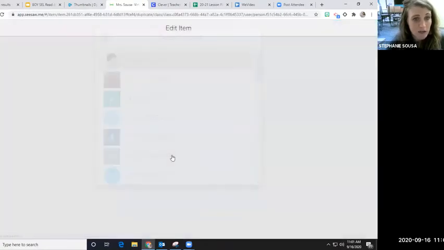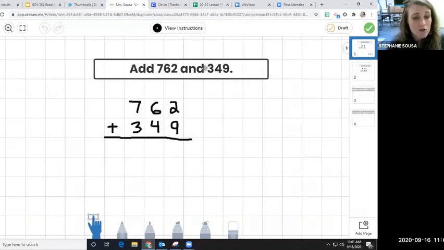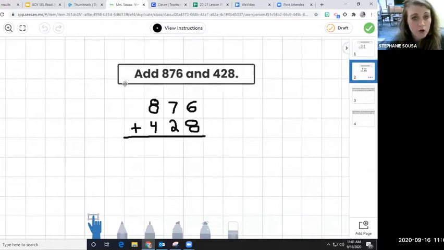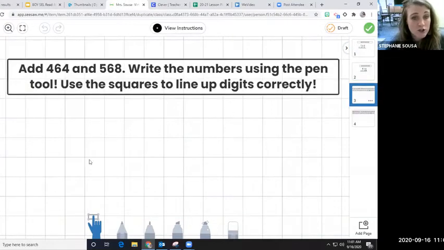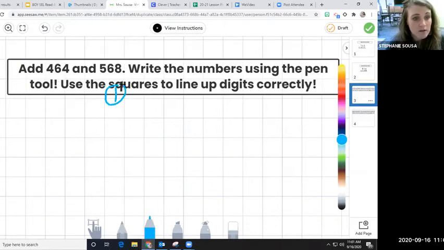I am going to be grading this response today. This is day 3 of adding. You've had 3 days of practice, so I'm going to be grading this. So you're going to get a point for this slide. You're going to get a point for this slide. And you're going to get 2 points for this slide. 1 point is going to be for writing the numbers in the correct squares. Another point is going to be for getting the correct answer.